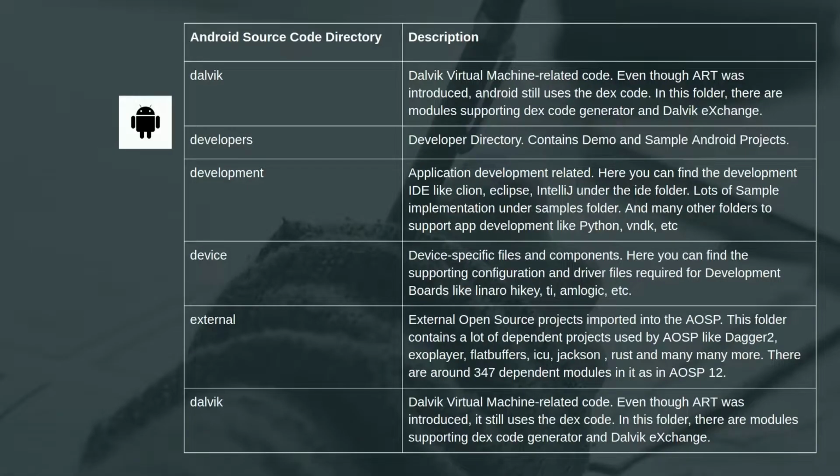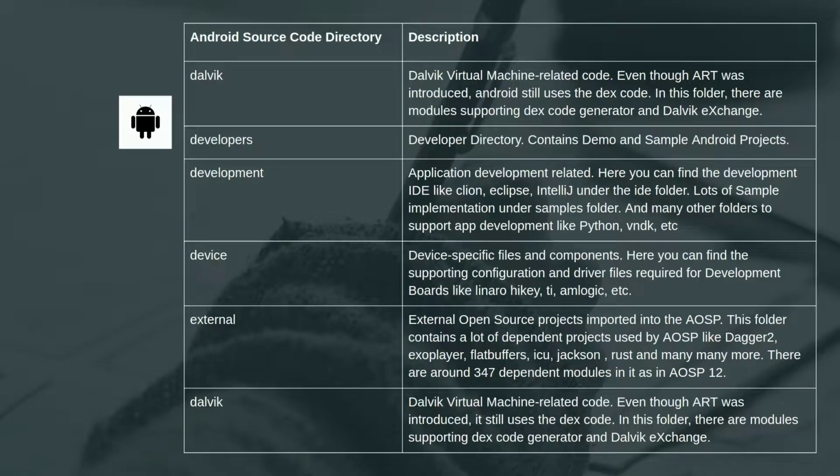Next, we have the development folder. Under the development folder, you can find application development related modules or tools. Here you can find the development IDEs like Eclipse, IntelliJ, CLion. Lots of sample implementations are available under the sample folder and many other folders to support app development like Python, VNDK, etc. So the developers and development folders are mainly for reference, and they also contain some of the tools which could be used for development.